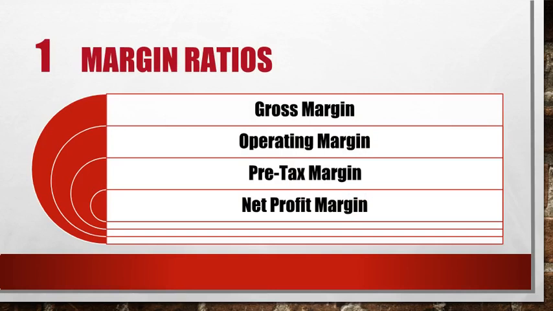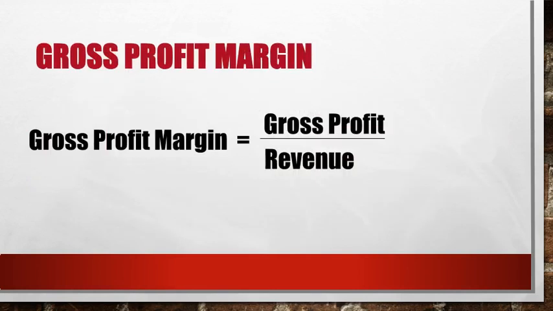This includes gross margin, operating margin, pre-tax margin and net profit margin. Gross profit ratio establishes the relationship between gross profit and revenue from operations, i.e. net sales of an enterprise.